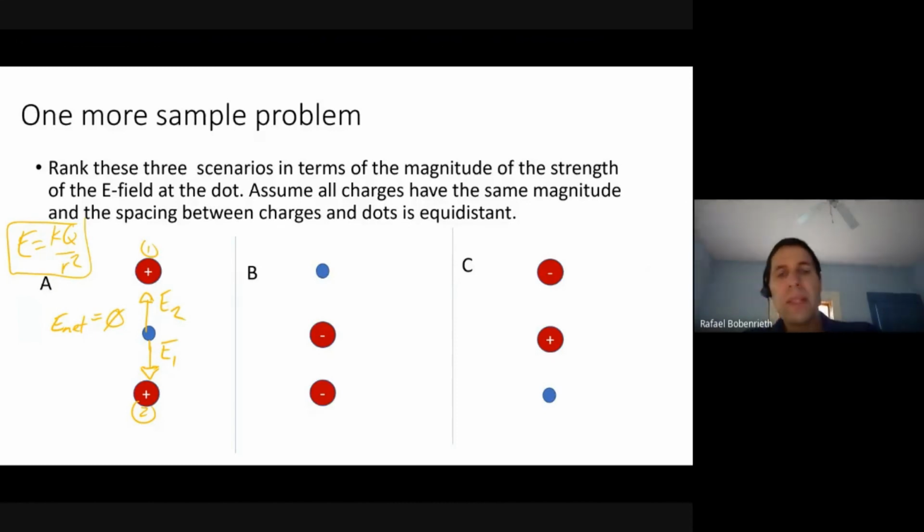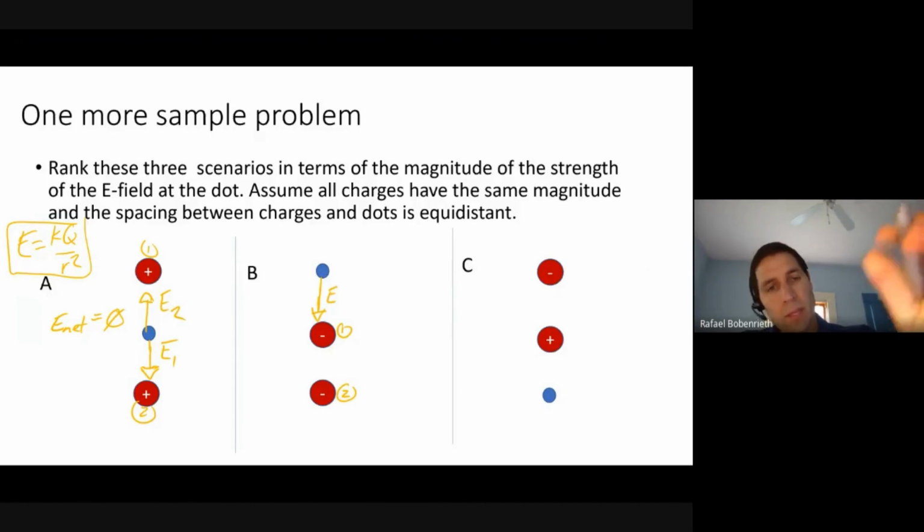Okay, what about this middle one? This is a negative source charge. I'm going to call this 1 and this 2. From 1, it's closer, so it's going to feel a pretty strong electric field from source charge 1, drawing it towards it, right? Source charge 2, it's also going to be drawn towards it, but not as strongly because it's further away. If it's further away, the electric field strength is smaller. So this would be E2.